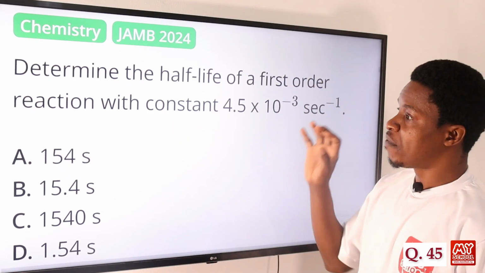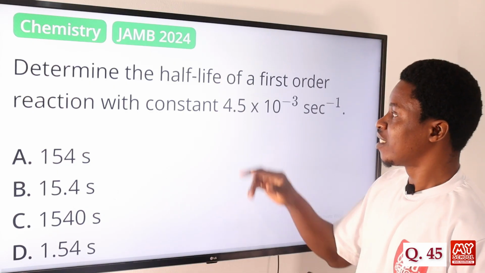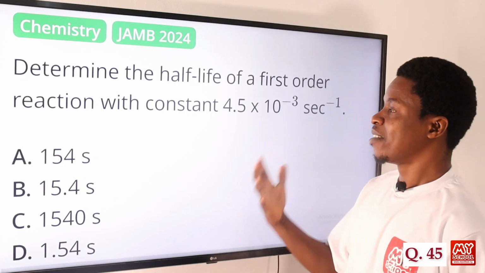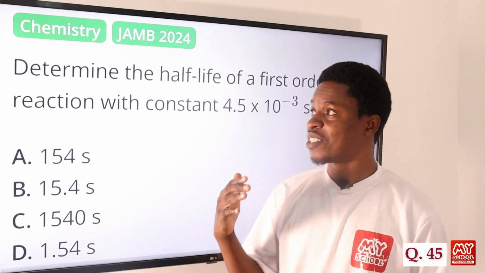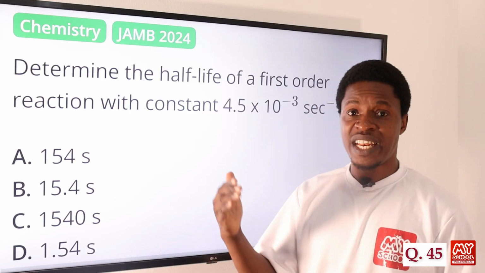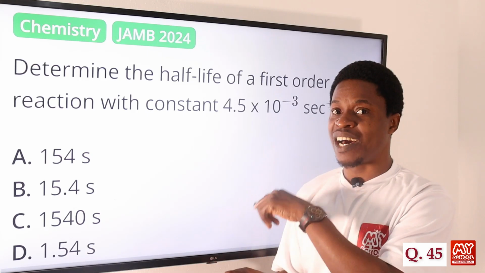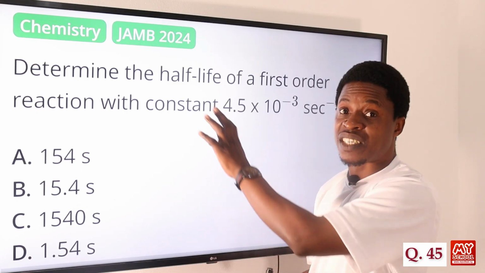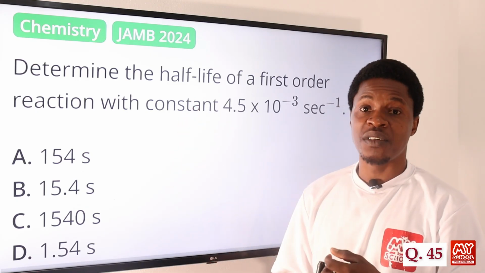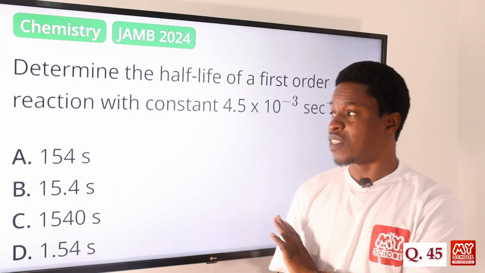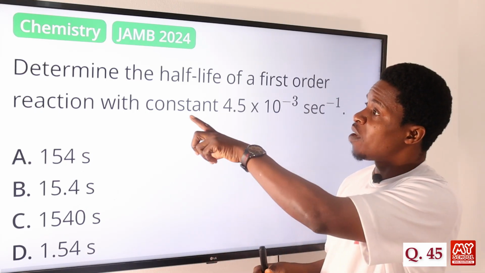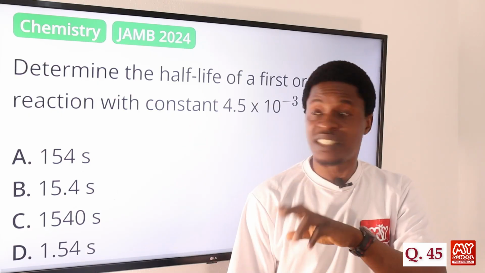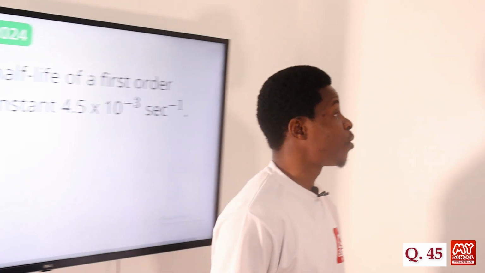Question number 45. Determine the half-life of a first order reaction with constant 4.5 times 10 raised to power minus 3 per second. Under our video lessons in chemistry, when discussing radioactivity of elements, we showed the different graphs for zero order, first order, and second order. But because of time, we just move on to this. The formula for finding the half-life of a first order reaction is this. Let's move on to the board now.